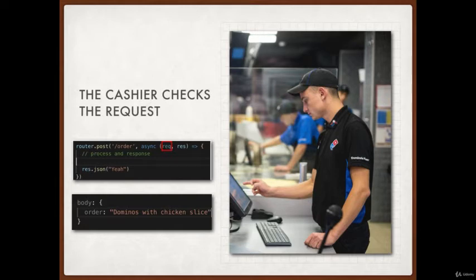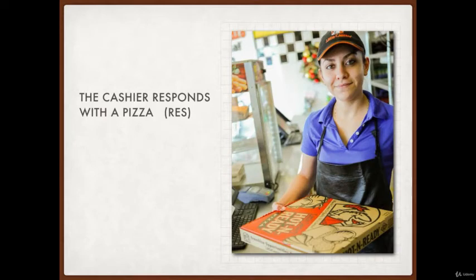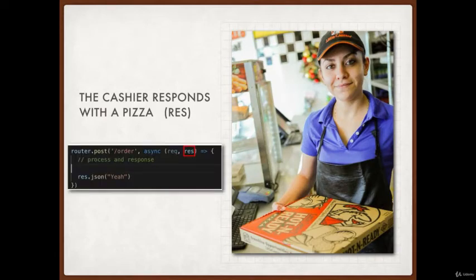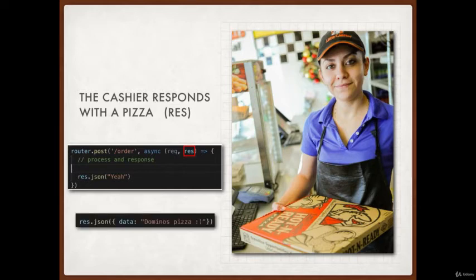So he takes the order, he processes it, and then he responds. As you can see, the argument on the right, which is response, is the way for you to respond with something. So he responds with Domino's pizza. That is the response that the cashier is telling you. The API is telling you that this is what you asked for, and this is what you get.